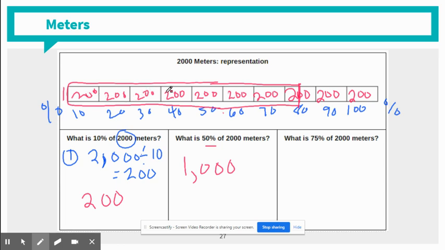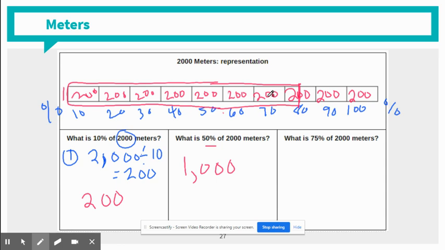2, 4, 6, 8, 10, 12, 14, 15, 16. But that was only half of that. So let's do some multiplication. 2, 4, 6, 8. How many of these? 1, 2, 3, 4, 5, 6, 7. So there's 7 full 200s.